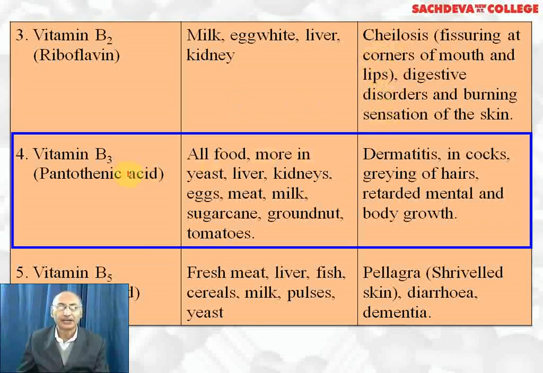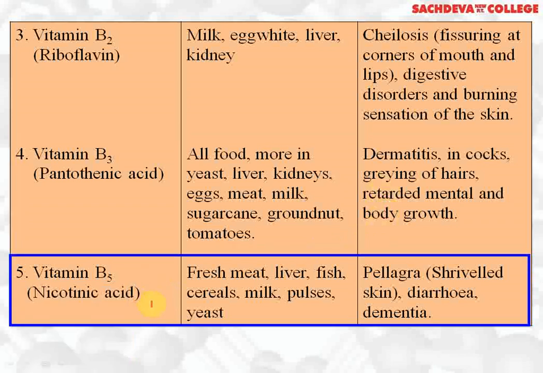Vitamin B3 is called pantothenic acid. Yeast, liver, kidneys, eggs, meat, milk, sugarcane, groundnut, and tomatoes are the sources of vitamin B3. Dermatitis in chicks, graying of hairs, retarded growth, mental and body growth are the deficiency diseases of vitamin B3.